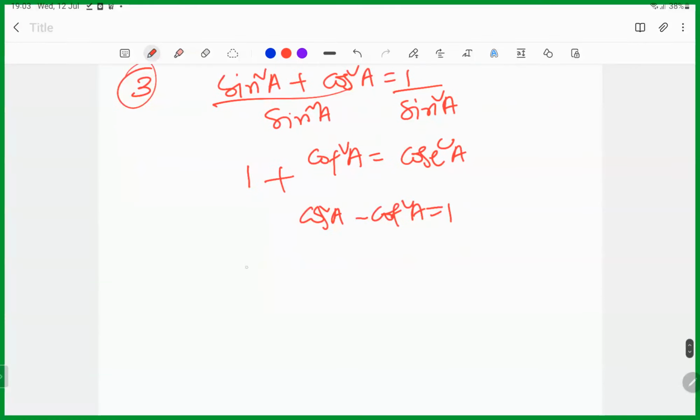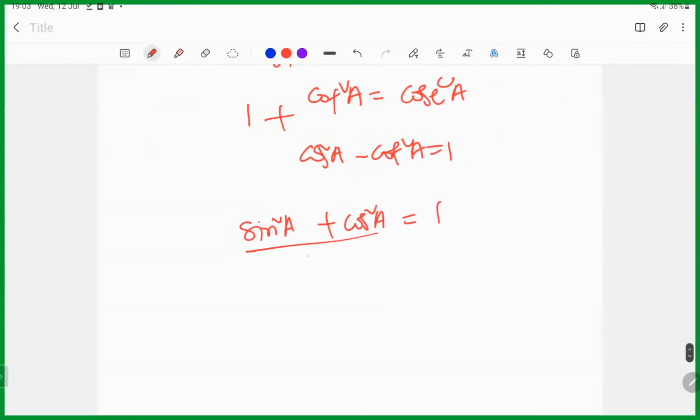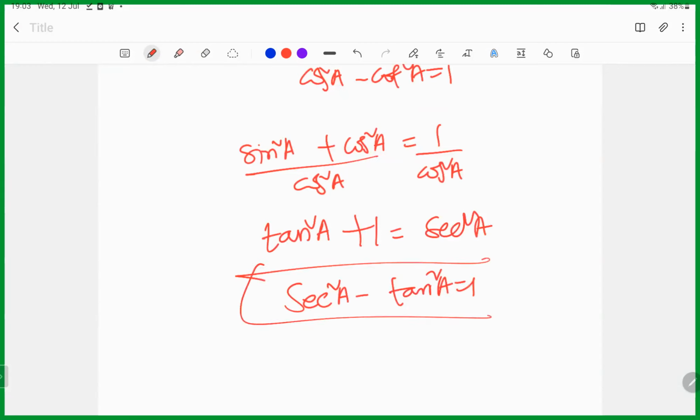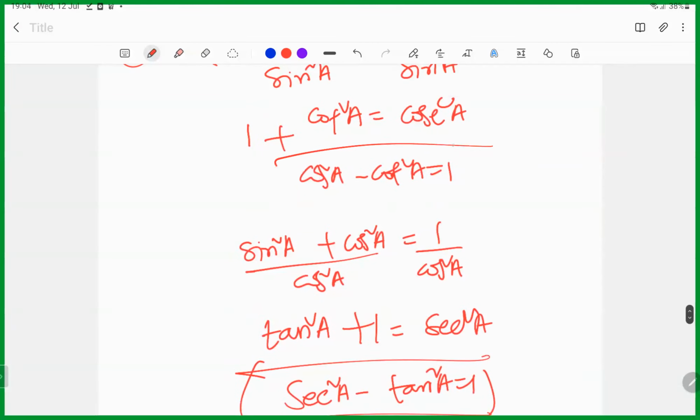To solve the other one, take sin square A plus cos square A equal to 1. Now we need to divide with cos square A. Right? Now what will happen? Sin square A by cos square A will be tan square A. Cos square A by cos square A will be 1. 1 by cos square A will be secant square A. So secant square A minus tan square A equal to 1. Got it? So you can prove in 3 ways.